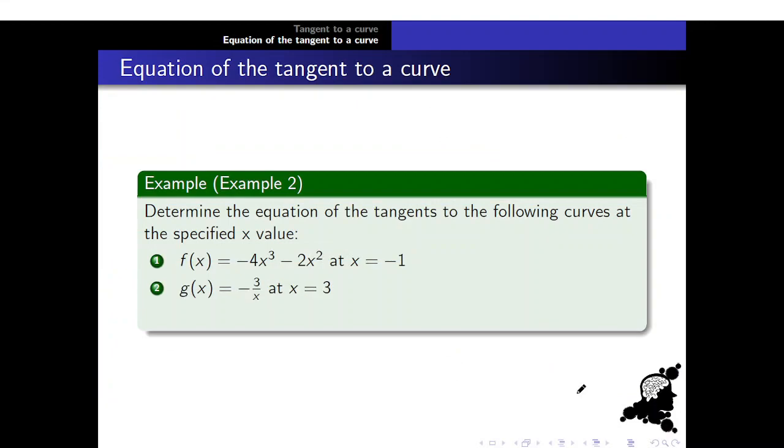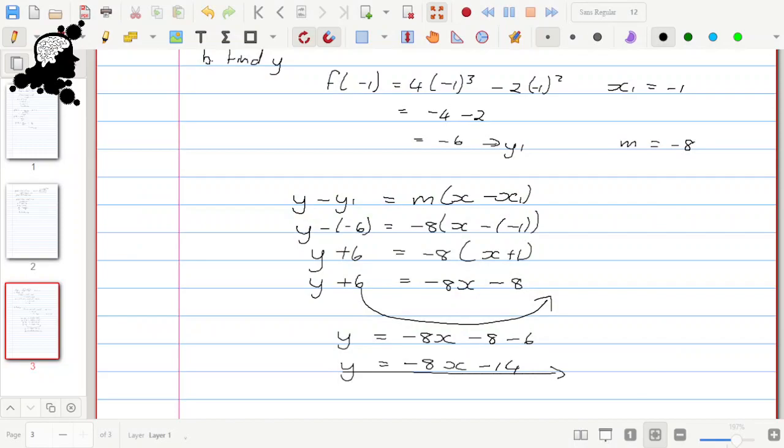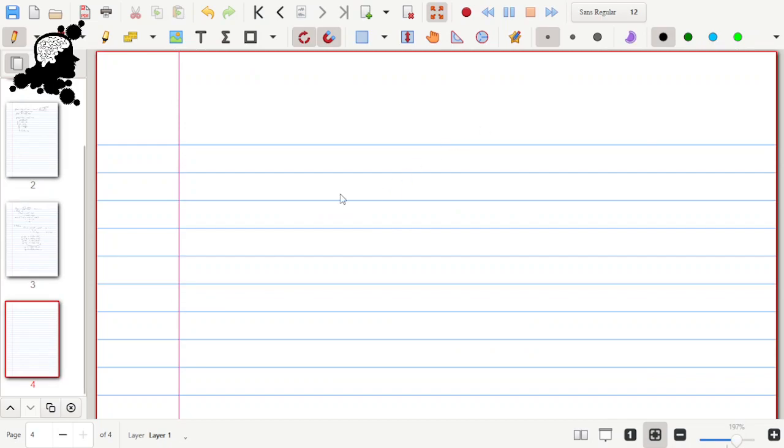So, in our next question, we are finding the equation of the tangent of g of x equals negative 3 over x at x equals 3. Let's have a look at this one. So, let's open up a new sheet of paper just for some more room. We have here g of x equals negative 3 over x. Now, the x value we're given is x equals 3.